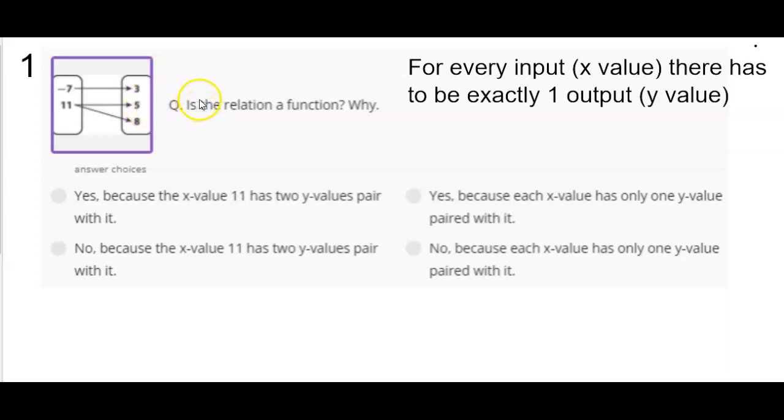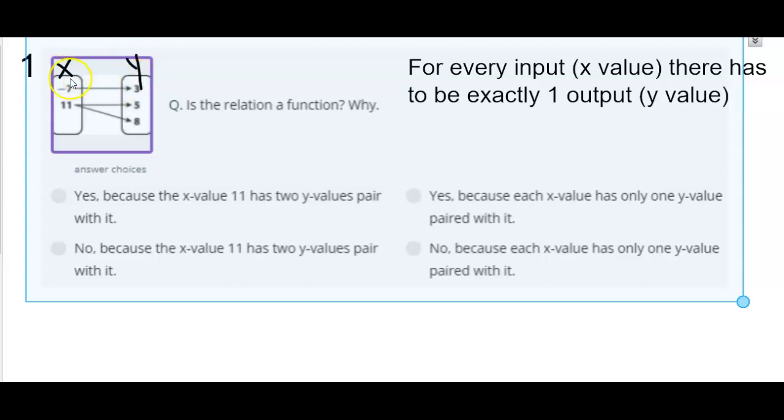If you're trying to tell if something is a function, you have to remember this definition. In my own words, for every input or x value, there has to be exactly one output or y value. So if we're given a mapping, it doesn't label which ones are the x's and which ones are the y's, so you would want to label those first.